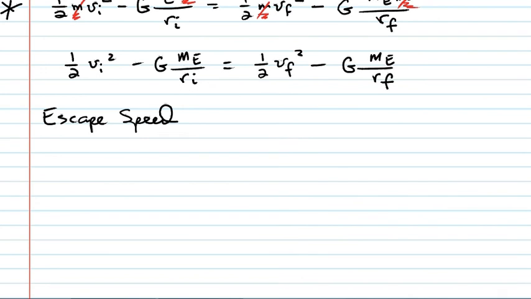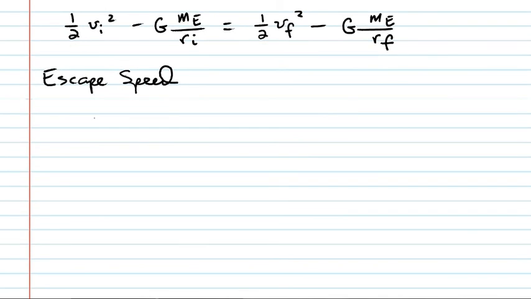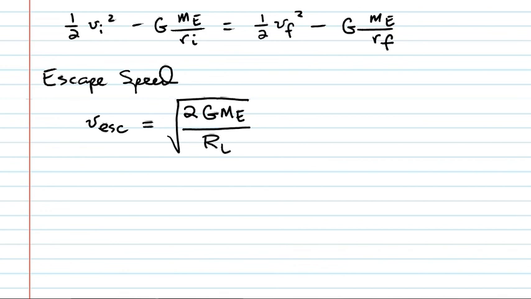One more here. The final speed, it just barely gets out there infinitely far away. We can take the final speed to be 0. And then solve. And in fact, if we go through the algebra, not difficult to do. But here, I'm just going to put the formula. The escape speed, if you want to get away from planet Earth, is going to be the square root of 2 times the universal gravitational constant times the mass of the Earth divided by the radius of the Earth.